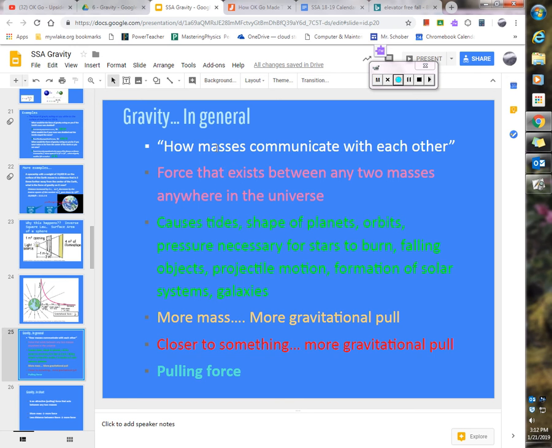So gravity in general, just a few general statements. It's kind of how masses communicate with each other. Gravity exists between any 2 masses in the universe. We talked about Newton's universal law of gravitation. It means it exists everywhere. We already talked about how it causes tides and the shape of planets. It causes all of the planets and the stars to be round. It wouldn't make any sense for gravity to make objects become flat unless high rates of spin or that kind of thing are going on. Falling objects, projectile motion, the formation of the solar systems and galaxies, really everything is largely governed by gravity.